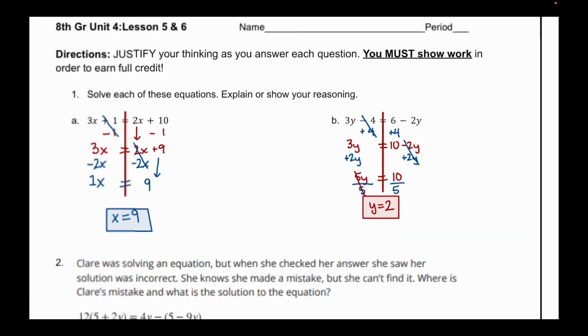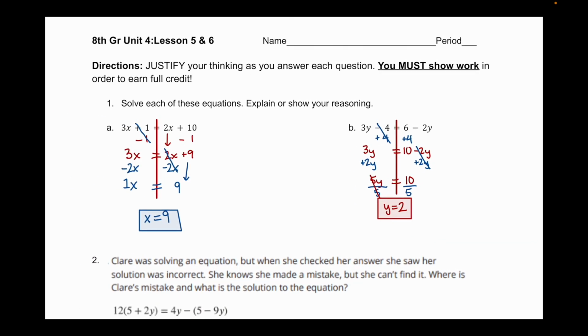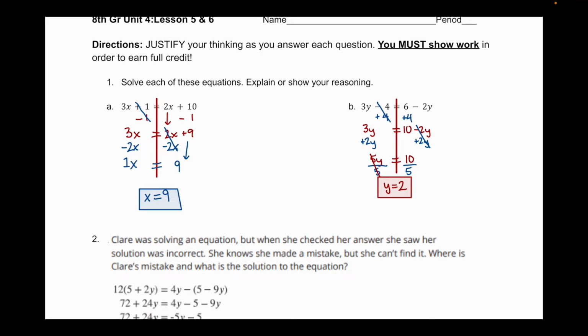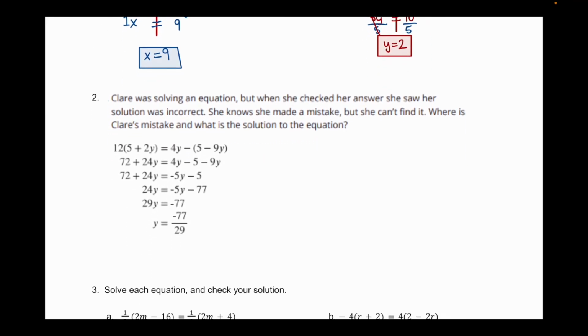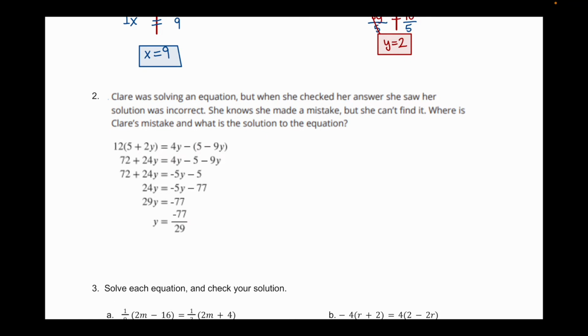So we had 2 equations to solve. The first one we had x equals 9, and the second one we had y equals 2. And making sure that I show all of my work so that anyone who looks at this could see what I did. So let's move to question 2. Claire is solving an equation, but when she checked her answer, she saw her solution was incorrect. She knows she made a mistake, but she can't find it. So where is Claire's mistake, and what is the solution to the equation?